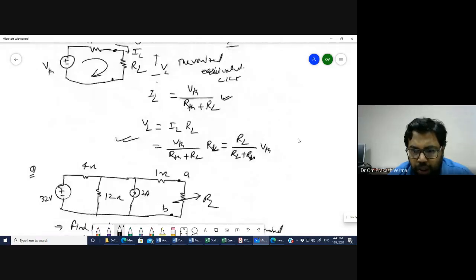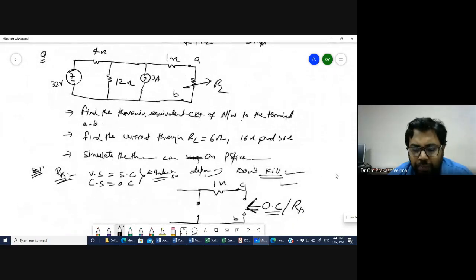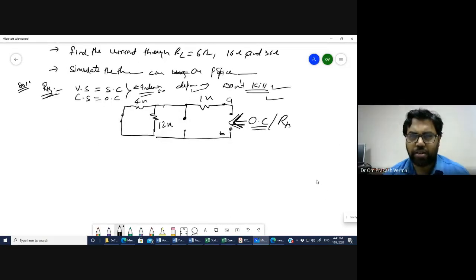So your opening terminal is A and B. You have to open this terminal, and it looks like this. You have already open circuited the 2 ampere current source. Now the 12 ohm resistance is connected here, then the 4 ohm resistance is connected here, and the voltage source you have to short circuit. Now you have to calculate the RTH, the overall equivalent resistance.